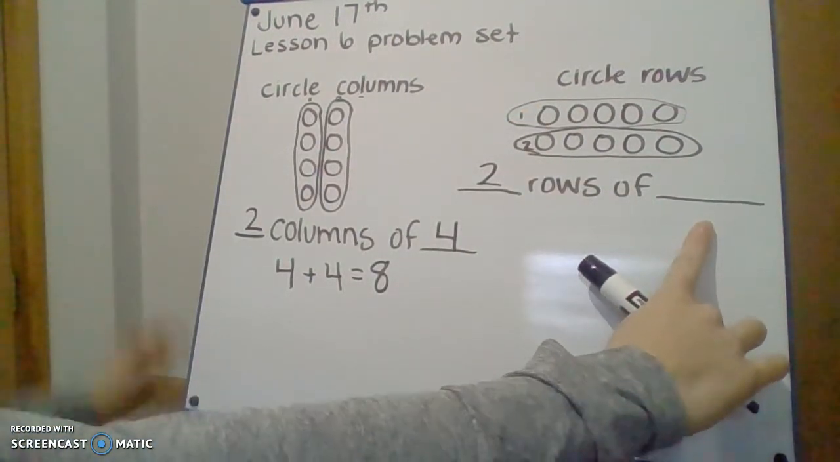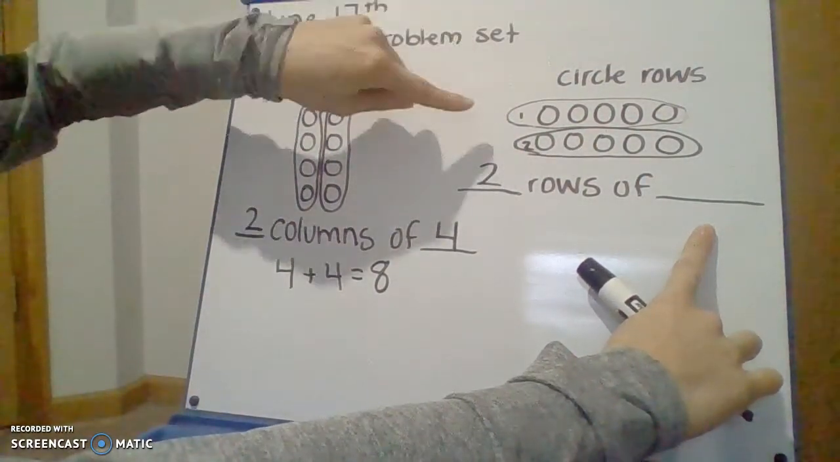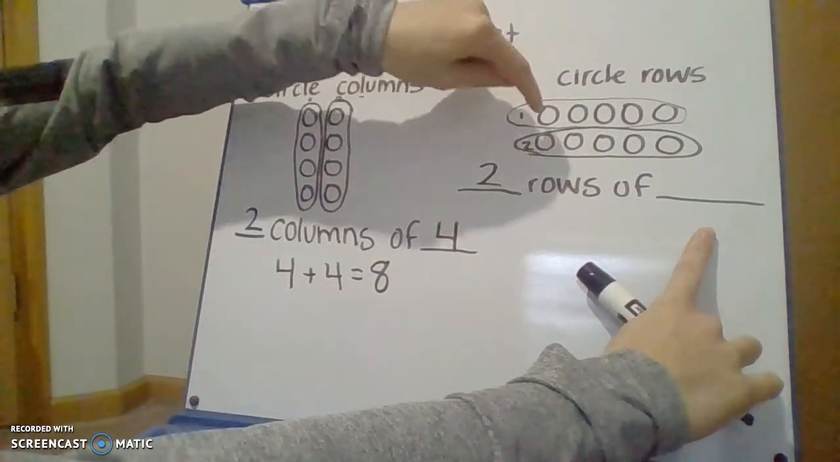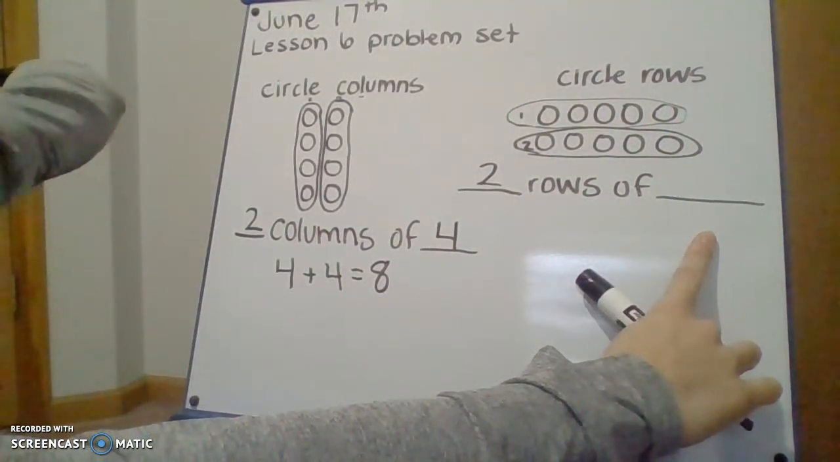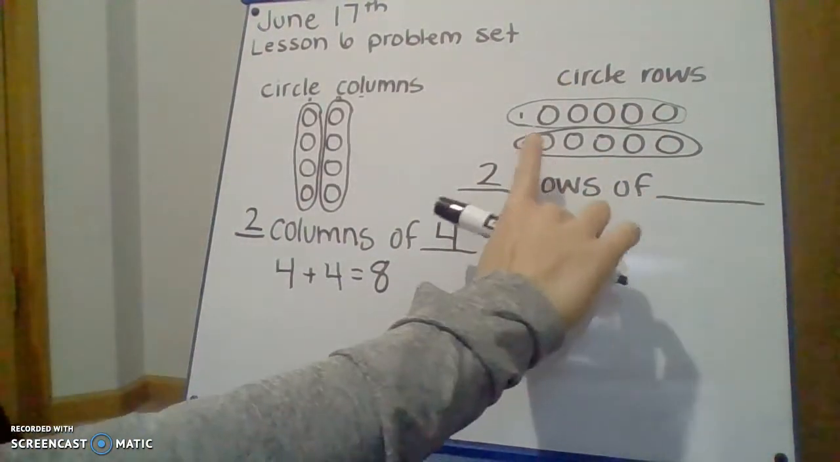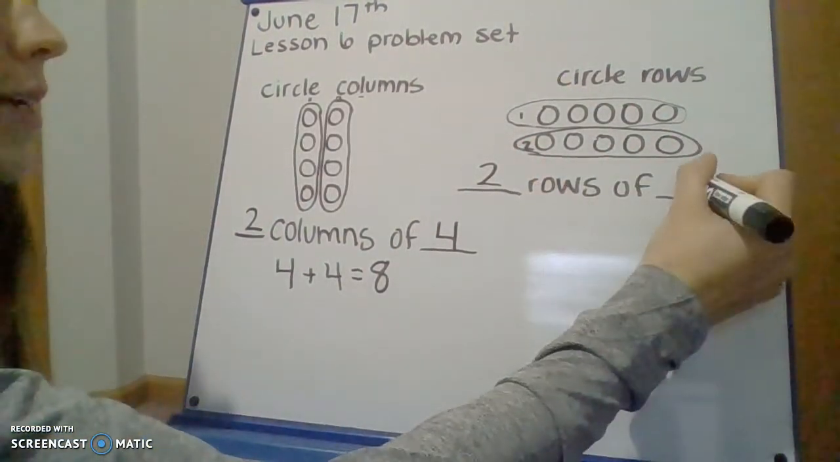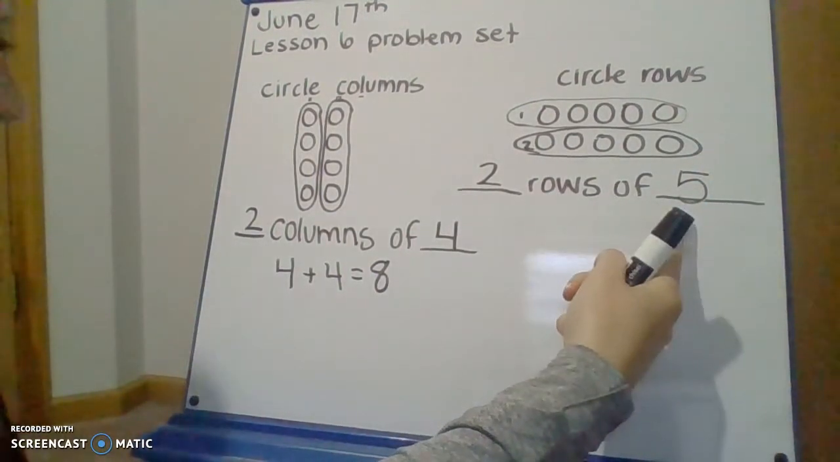Well, now you have to go back into that row, or you can think of it as a group, the one that we circled. And this row has 1, 2, 3, 4, 5. Let's double check with the second row. The second row has 1, 2, 3, 4, 5. So in each row, there is 5 circles, 2 rows of 5.